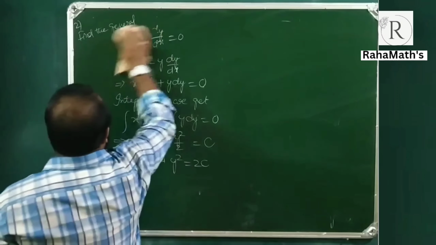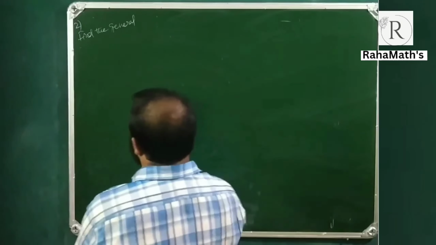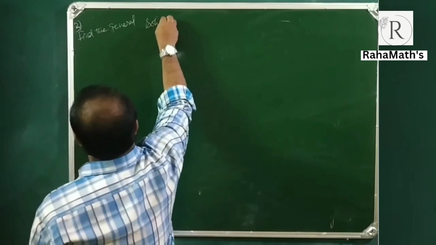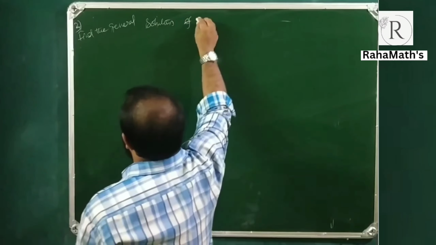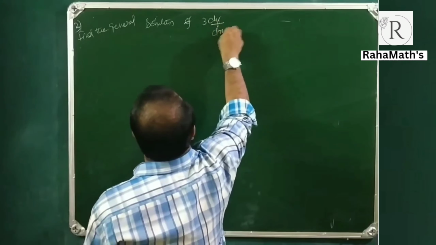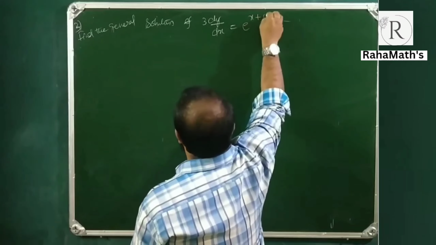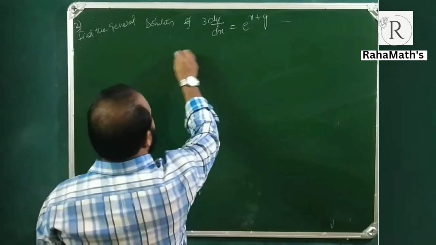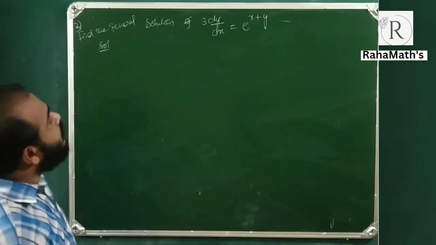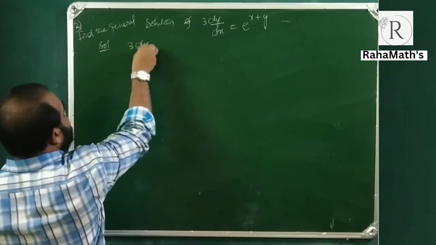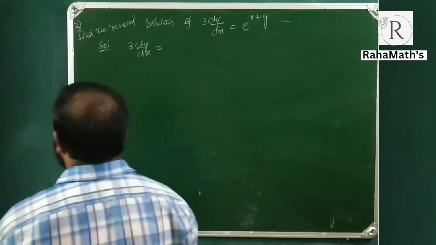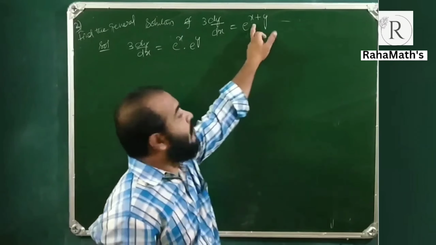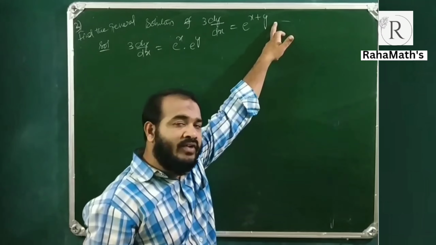Now, let us do the third problem. So the third problem is: find the general solution of 3 dy by dx is equal to e power x plus y. So this can be written as 3 dy by dx is equal to e power x into e power y, because a power m plus n is a power m into a power n.